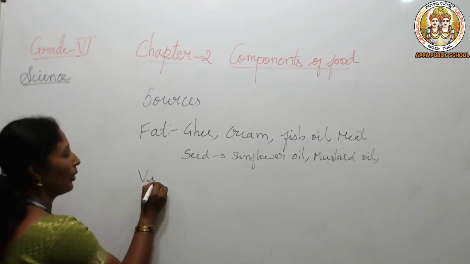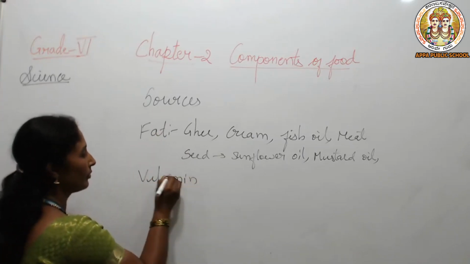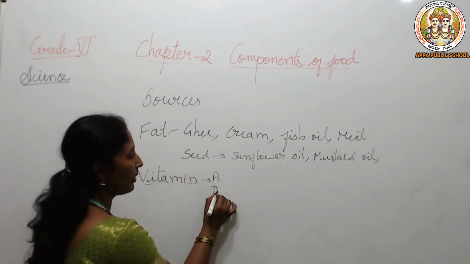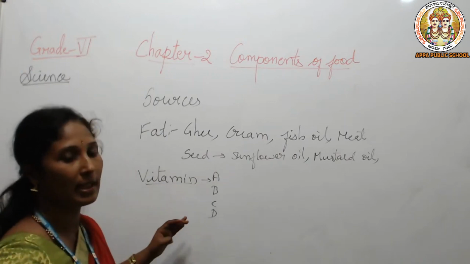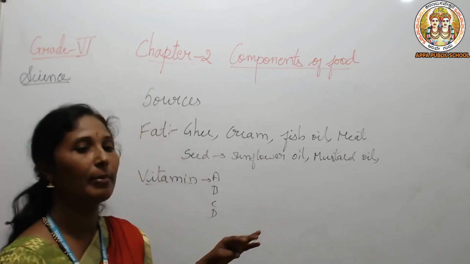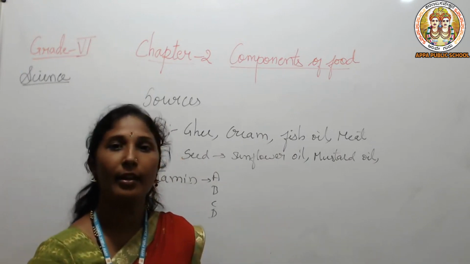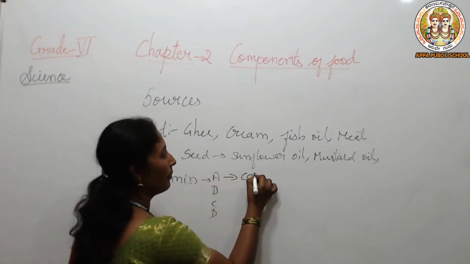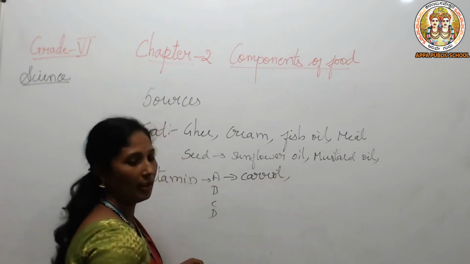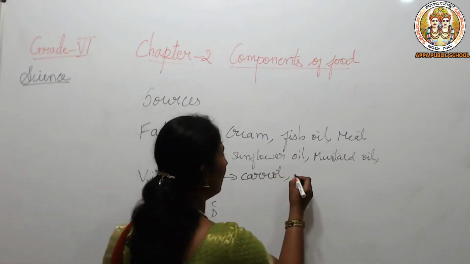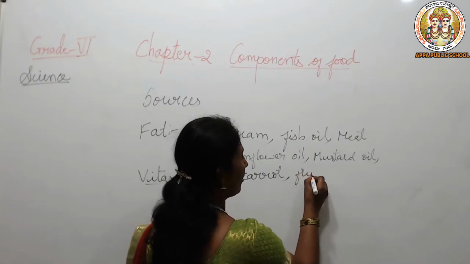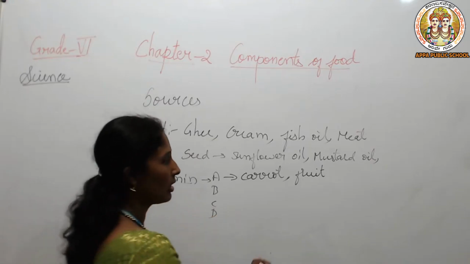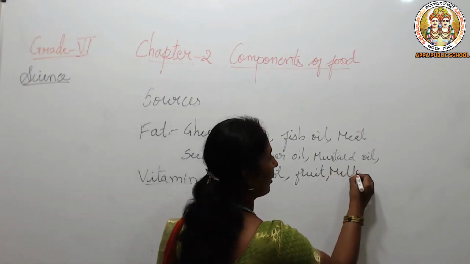Next is vitamin. There are types of vitamin. Yes, vitamin A, vitamin B, C, D. So these vitamins A, B, C, D all are obtained from different vegetables and fruits. Vitamin A will be obtained from carrot. Yes, from fruits, a lot of fruits have vitamin A. Also we get it from milk.